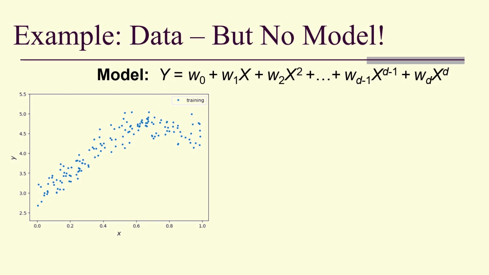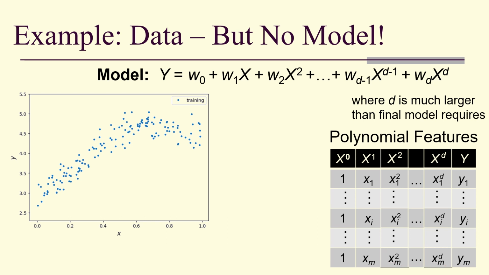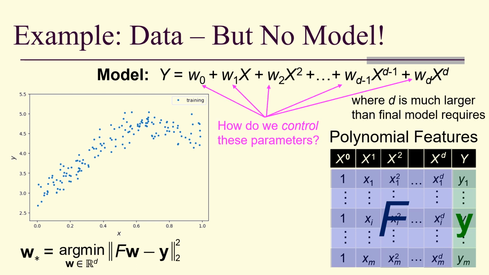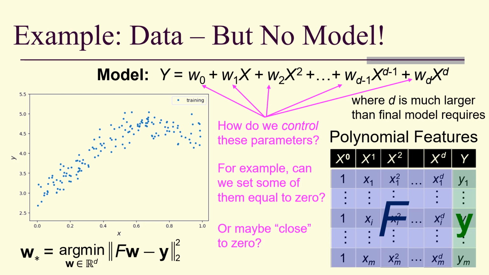So our model here is some polynomial, and D is going to be much larger than whatever the final model is going to require. And we're going to have polynomial features. So we've got our F and our Y matrices. We're going to do this kind of multilinear regression to find our optimal weights. But how do we control these parameters? For example, can we set some of them equal to 0? Or maybe close to 0? And if so, which ones? How do we know?